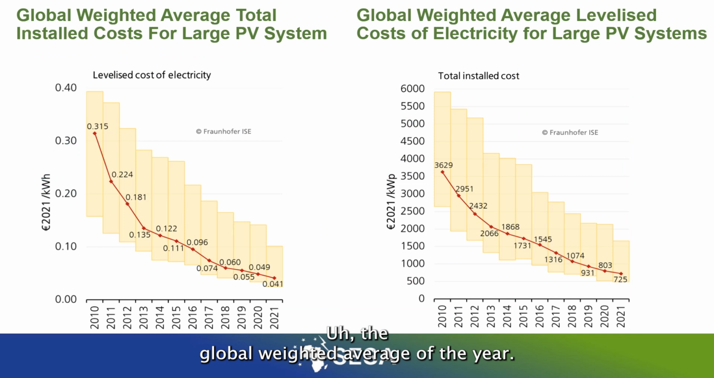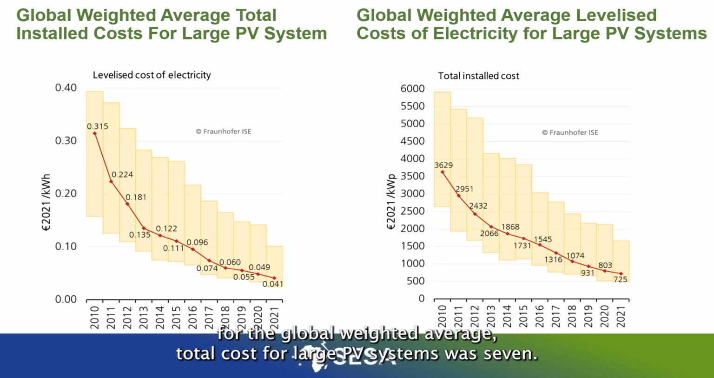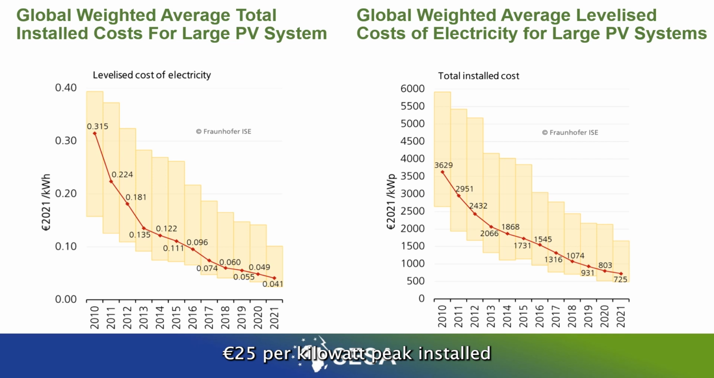The global weighted average LCOE in 2021 for large PV systems was around 0.041 euros per kilowatt hour, which means 41 euros per megawatt hour. The LCOE decreased by about 17% year-on-year over the last 11 years. The global weighted average total cost for large PV systems was 725 euros per kilowatt peak installed in 2021. Total installed cost for large PV systems decreased by about 14% year-on-year over the last 11 years too.